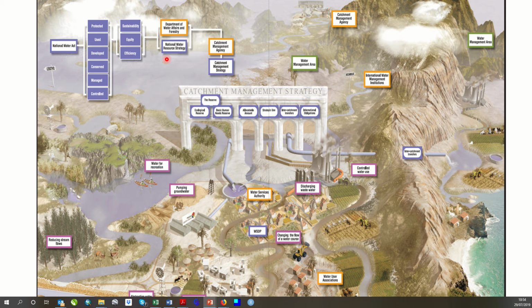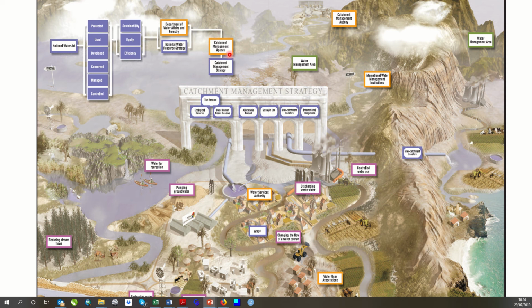We have one of the best strategies in the world. Many countries are copy-pasting our strategy and using it. It's fine. Then what we do is, when we try to implement, this is the department that has to do the implementing, in orange: the Department of Water and Sanitation. It's a slight change. They can then appoint catchment management agencies.